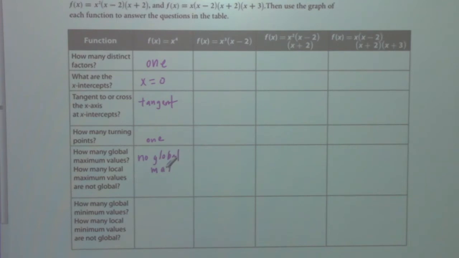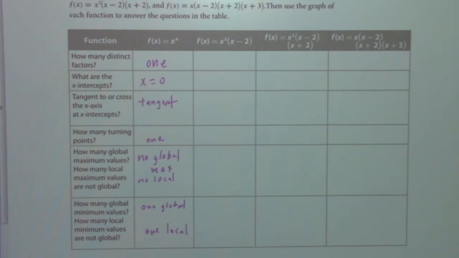No global maximum, and there are also no local either, right? What about minimum? How many global minimum values? 1. And then how many local? 1. Okay, 1 global and also 1 local. How is that possible? How can they be the same thing?